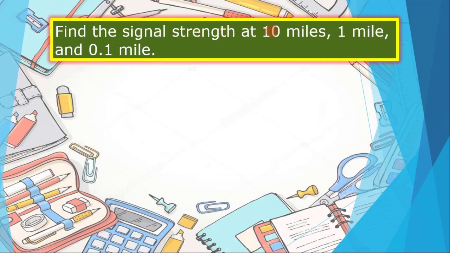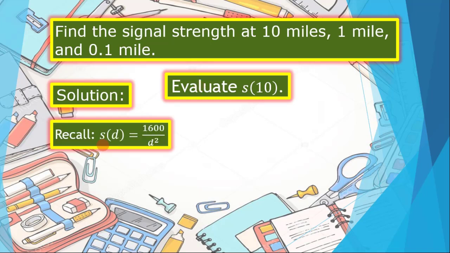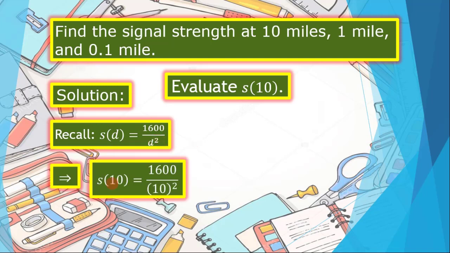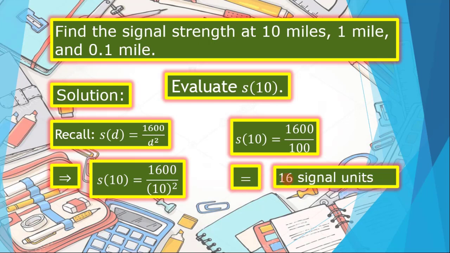Find the signal strength at 10 miles, 1 mile, and 0.1 mile. We have to evaluate S of 10. We recall that S of D is equal to 1,600 over D squared. And we have S of 10. We just substitute D by 10, then square that. So we have S of 10 equals 1,600 over 100. 10 squared is 100. So we have 16 signal units.